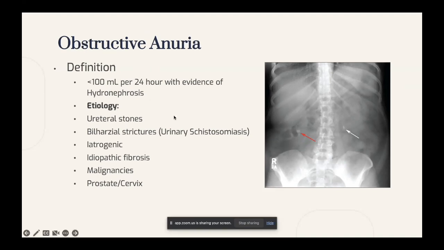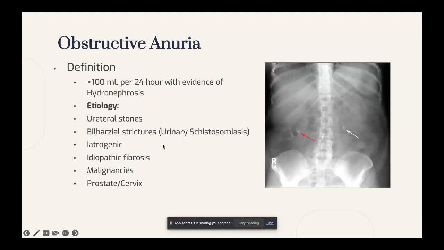The etiologies are different, but usually they are bilateral. We have ureteral stones, as can be seen in this X-ray. You see this stone in the ureter, and these will cause obstruction of both renal tracts. We also have bilharzial strictures, also known as urinary schistosomiasis, caused commonly by the parasite Schistosoma haematobium.